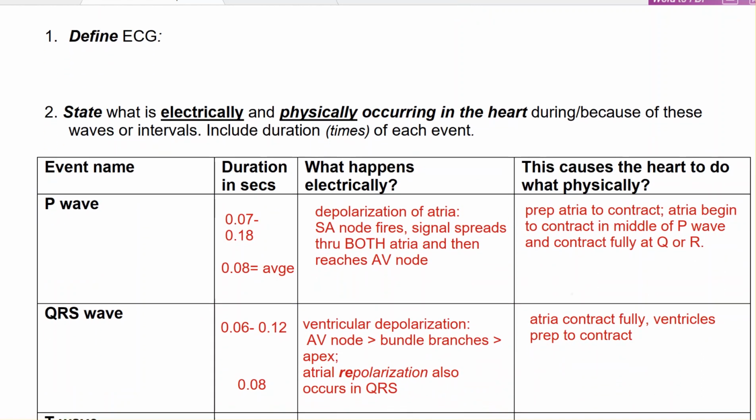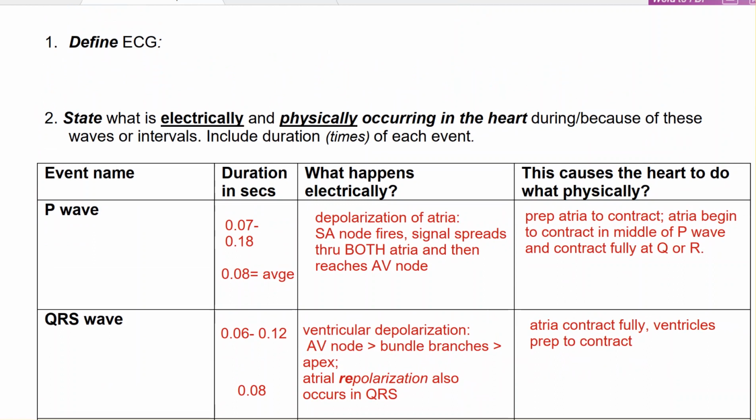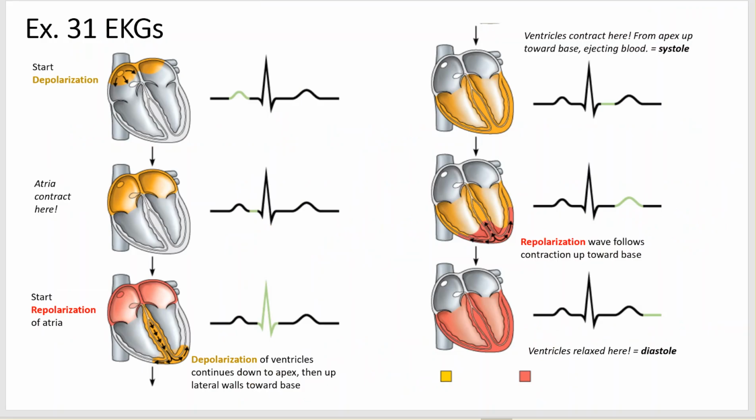And so the next thing they want to ask you about is the QRS wave. And so remember, that's the big pointy thing. And so the QRS complex is where ventricular depolarization happens, and this is pretty much the pathway of that signal, and this is what's happening physically in the heart during that time.